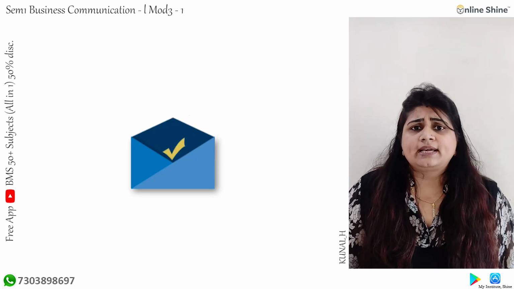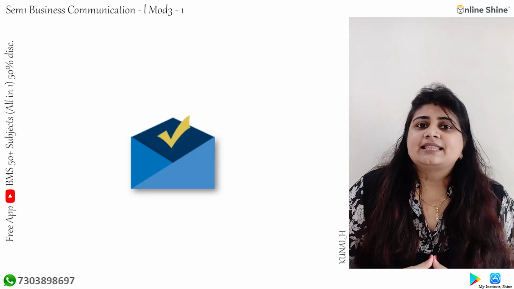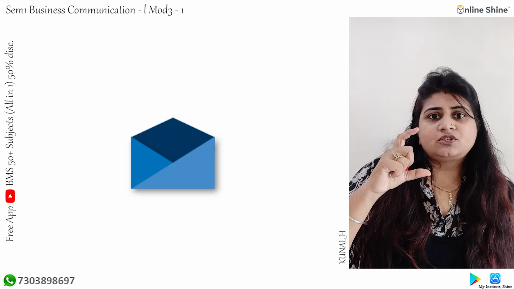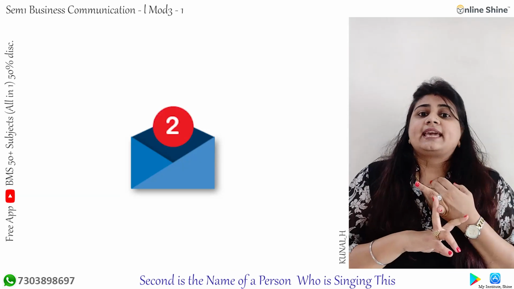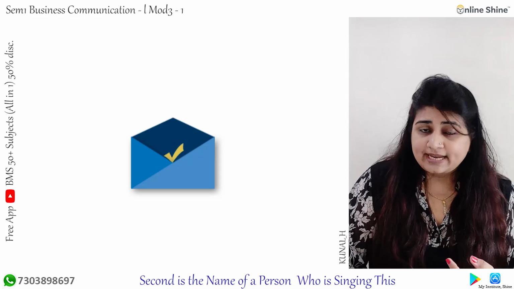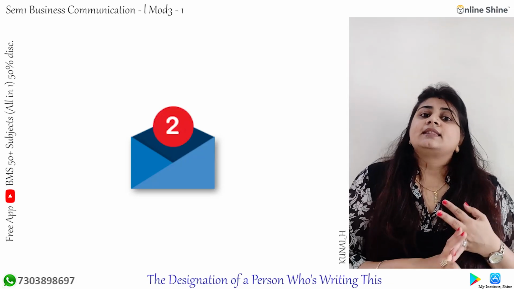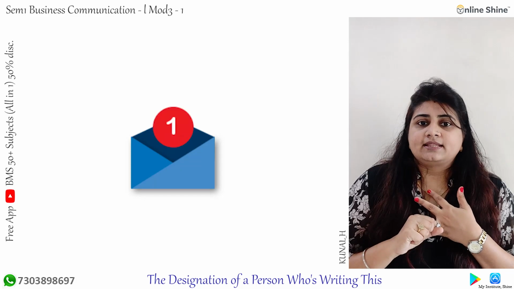And the last important or the compulsory or the obligatory part of a business letter is your signature. Without a signature, the letter in a way is invalid. It means there is no proof as to किसने क्या लिखा है, क्यों लिखा है, what is the proof or what is the significance to it. Hence, the signatory block consists of three things. That is the signature itself, right? Second is the name of the person who is signing this. And the third is the designation of the person who is writing this.